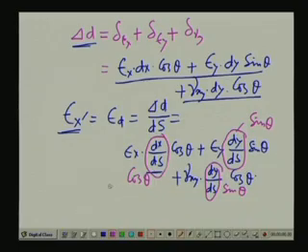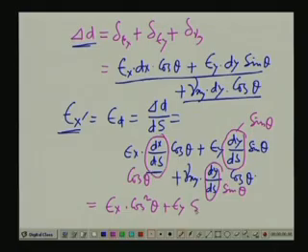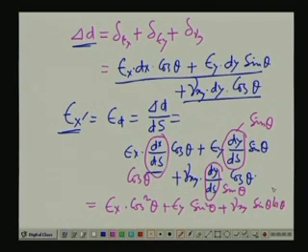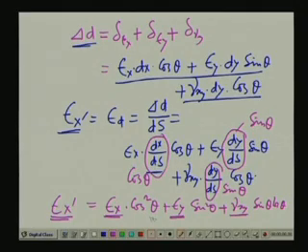Hence, the whole thing gives us epsilon x times cos square theta plus epsilon y times sin square theta plus gamma xy sin theta cos theta. So, epsilon x dashed is the strain in the x dash direction in terms of the strains epsilon x, epsilon y and gamma xy, given as epsilon x cos square theta plus epsilon y sin square theta plus gamma xy sin theta cos theta.